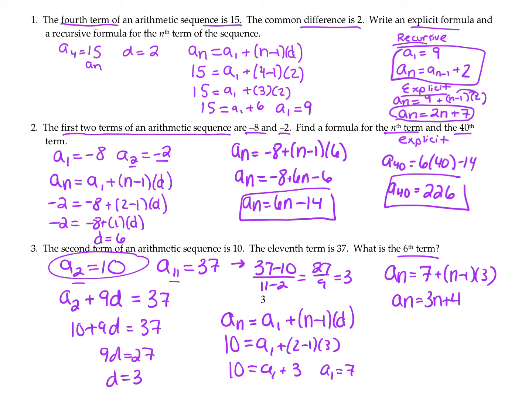3n plus 4. So to find the sixth term, I would plug in 6 for n, and I would get that a6 is 22.